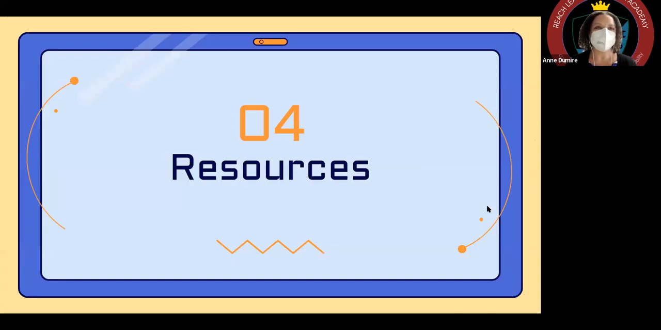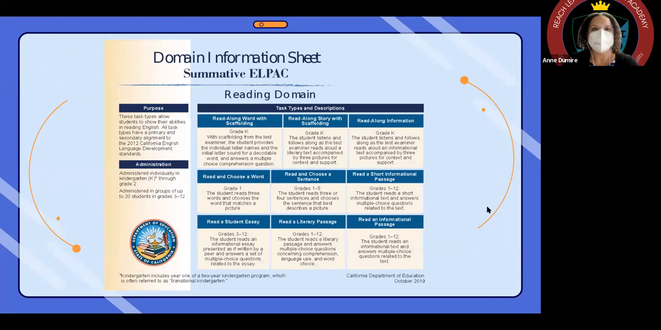So let's talk about some resources that you can use at home. So when we're looking at supporting students performing on the Summit of LPAC at the end of the year, there's a specific number of scaffolds you can use when you're reading with your student. So when we're practicing reading, the next ones will be writing and speaking, don't worry. But we'll talk about reading first.